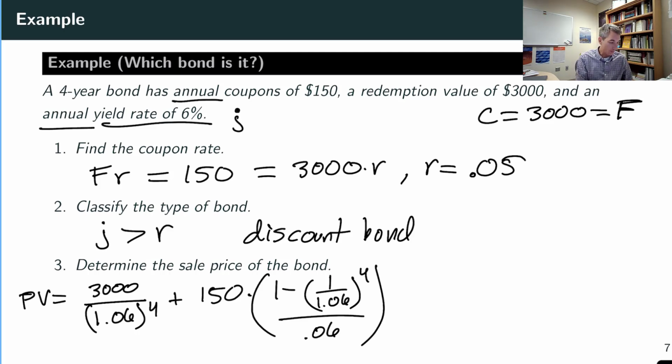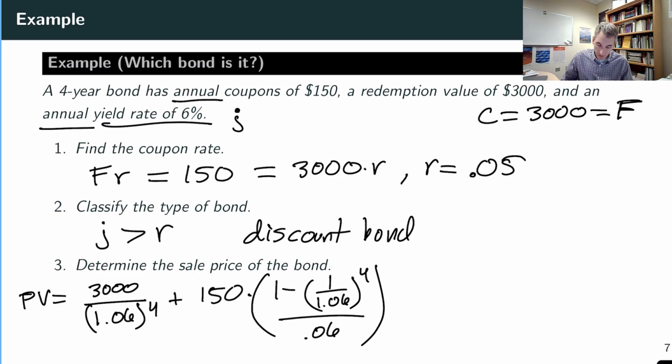And if I run those numbers here in my calculator, you can work it along with me if you like. Pause the video if it takes you a little bit longer, just to check that you're understanding how to do this. And I'm getting, as my final answer, $2,896.05. And that is, in fact, less than the $3,000. If it's a discount bond, it's going to be less than the redemption value.